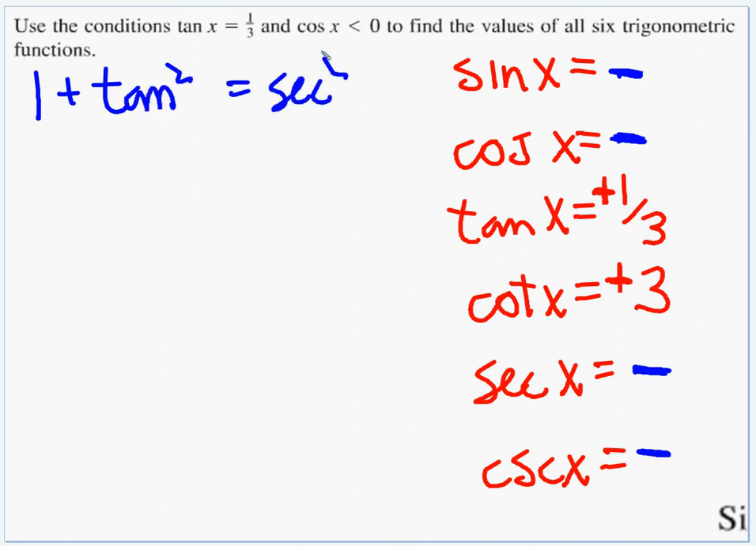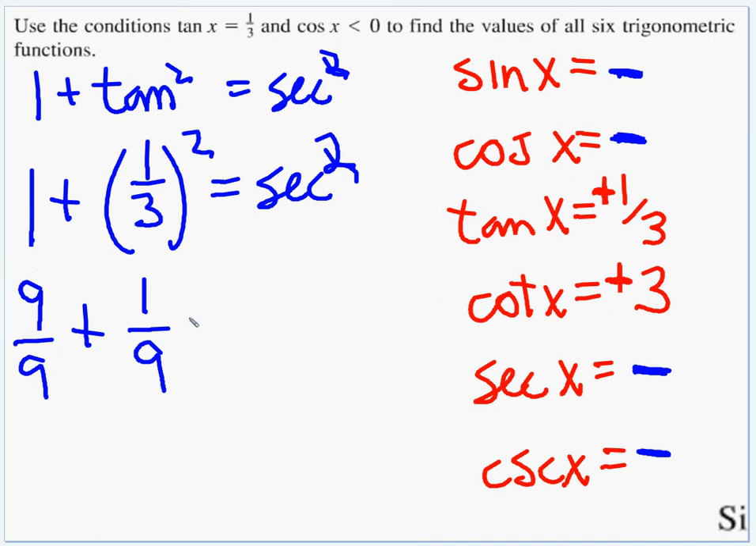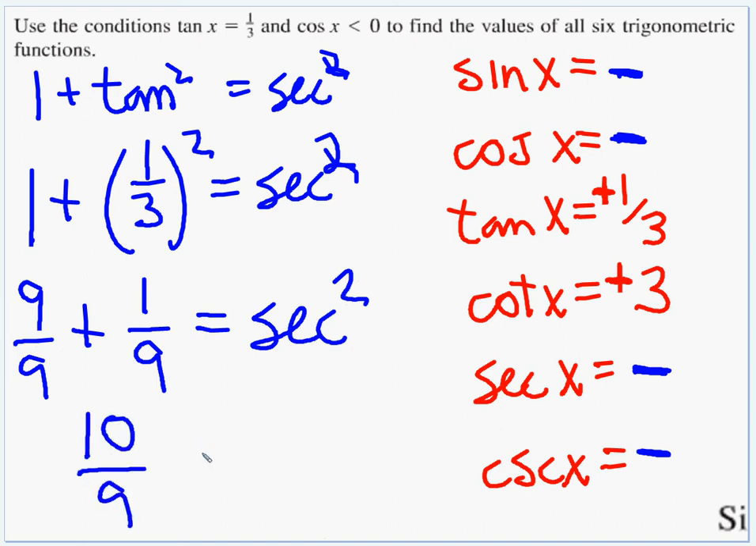I'm going to get a little lazy and not put my x's on there. Tan squared x, secant squared x. So let's see here. We've got 1 plus tan is 1/3, and we're going to square it. And that's equal to secant squared. The 1/3, when we square it, 1/3 times 1/3 is 1/9. And we're going to add to that this one. I'm going to make that 9/9, get that common denominator. That's equal to secant squared. And if we add our fractions, we get 10/9 is equal to secant squared.